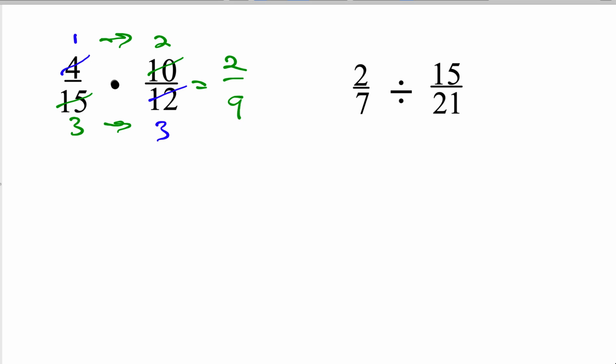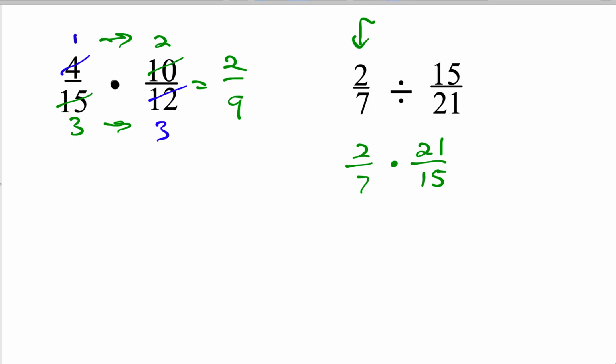Okay, now if it's division, we change division to multiplying by the reciprocal. So that means the first one stays, anything before the division stays, then it becomes multiplication, multiply by the reciprocal, and the reciprocal is flipping our fractions. Okay, that's multiplying by the reciprocal.